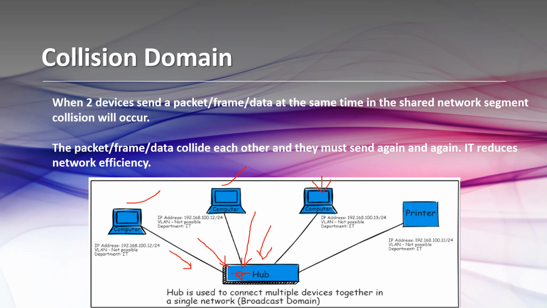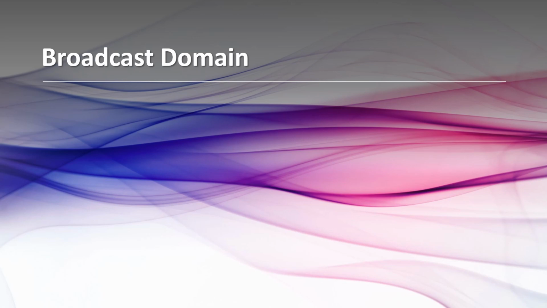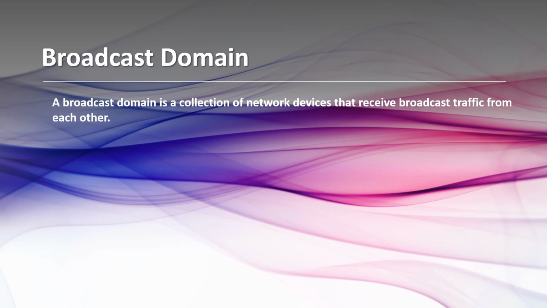And let's see the broadcast domain. It's actually a logical division of the computer network, and we can also call it a portion of a network. When broadcast traffic is sent out from a device, all other devices on the broadcast domain receive the broadcast traffic, and they should pay attention to it.